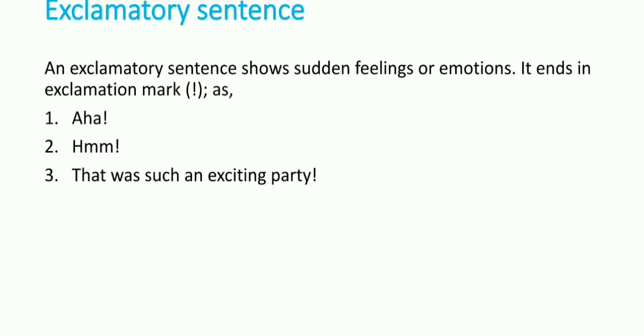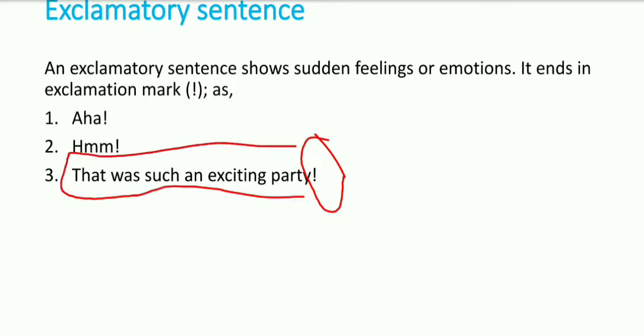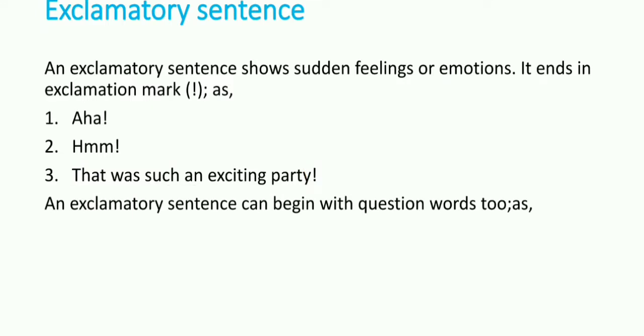Next example we have: "That was such an exciting party!" At the end of the sentence you may see the exclamation mark, which is the identification of the whole sentence, that it is an exclamatory sentence. So an exclamatory sentence can begin with the question words too. So keep in mind any of the question words.